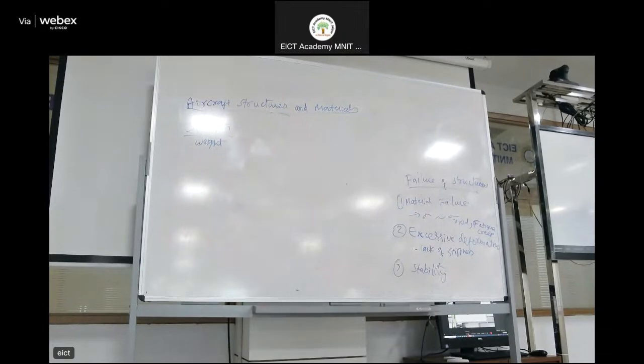Stability. All of you learned stability in high school, in 11th, 12th, and other fields. Right? All of you learned stability. What was the example given for stability? Unstable system, stable system, neutrally stable system.